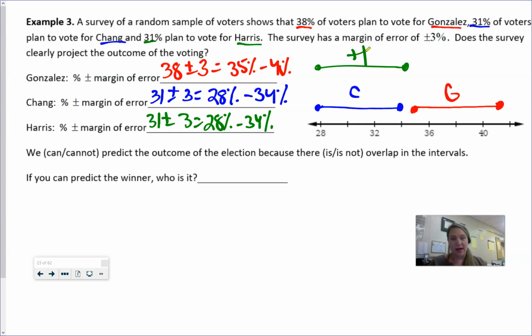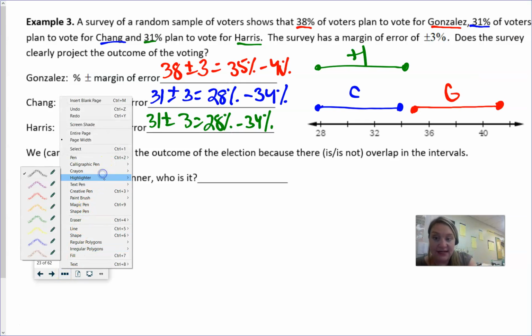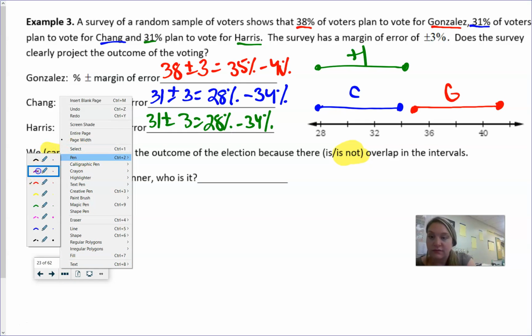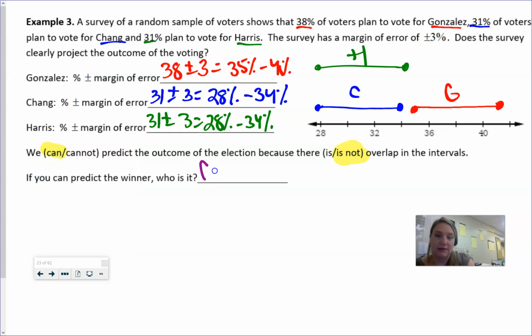Okay, so this one, let's look. Can we predict a winner? Well, I have an overlap, right? I have an overlap between Chang and Harris. But is that going to affect who wins? Does Gonzalez overlap? There is no overlap with Gonzalez at all. So because of that, the overlap that does exist in this problem is not going to affect the outcome. So we can predict the outcome because there is not an overlap with our winning interval. No one is going to overlap with Gonzalez. So we can predict a winner, and that winner is going to be Gonzalez.